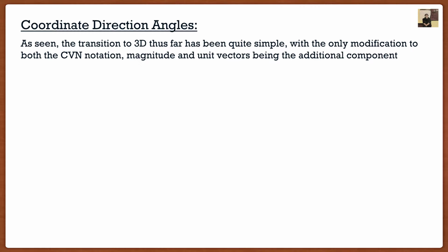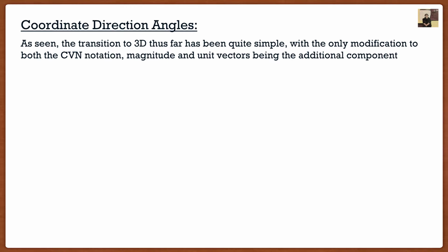So you guys are saying, well, you know what, Clayton? 3D, you're right, it isn't too bad. All we did was add that additional component. When we talked about our force in CVN, we just added a K component. When we talked about our magnitude, we just added that Fz component squared. When we talked about our unit vector, we just added that K component. Nice and simple, right? Well, yes and no.